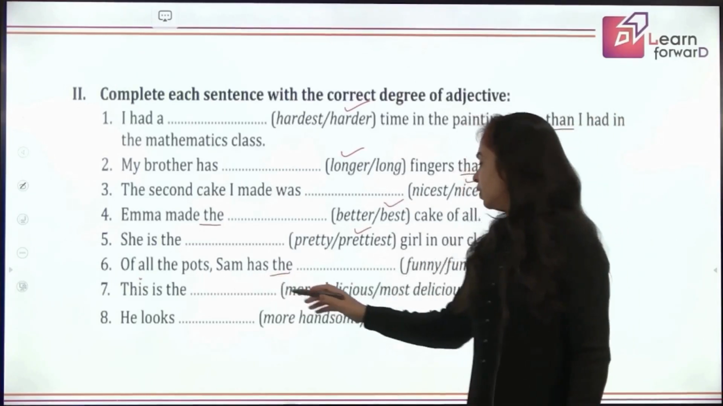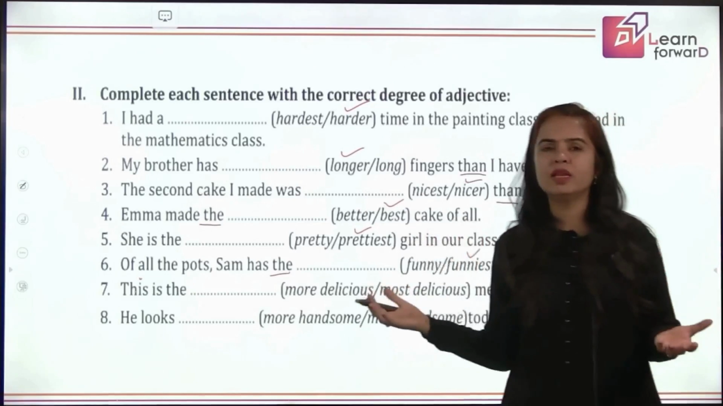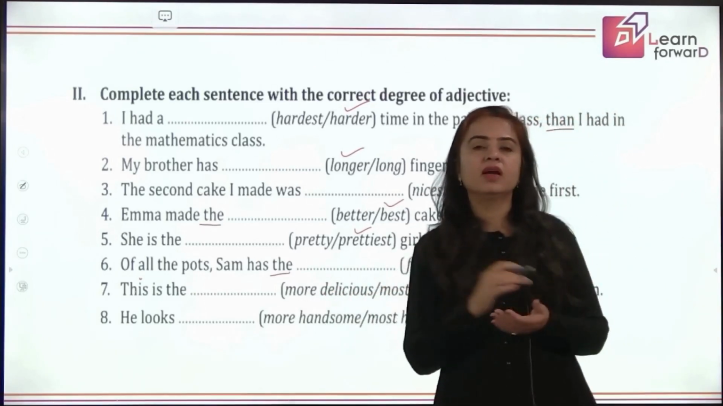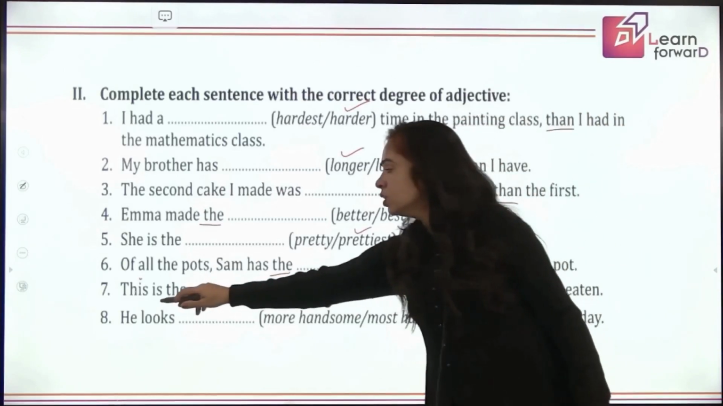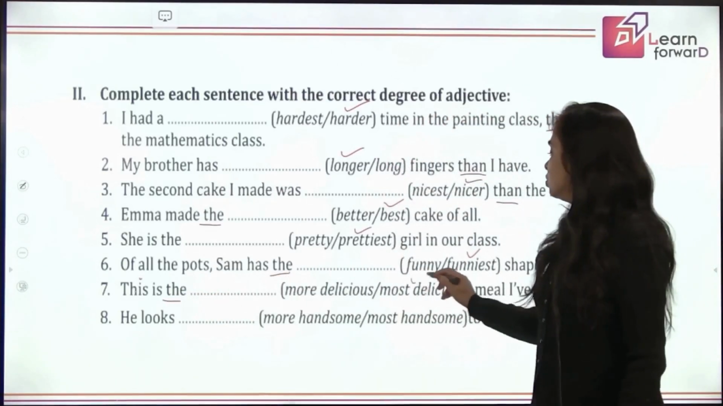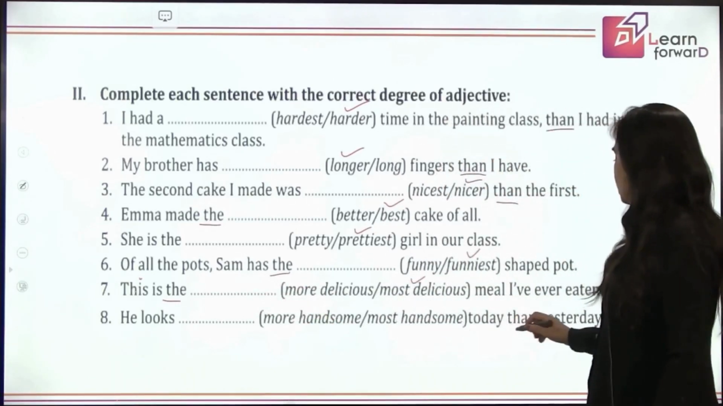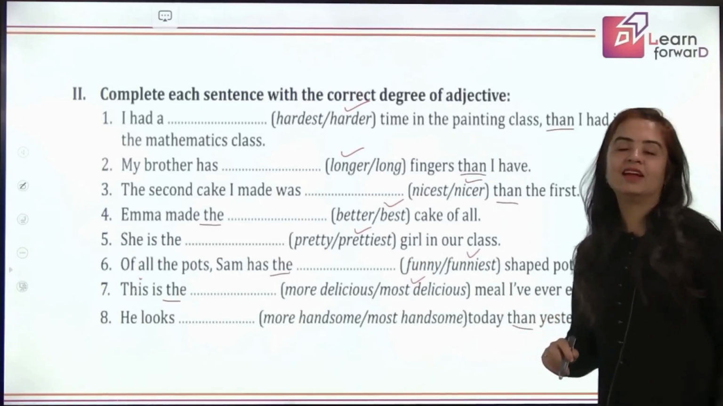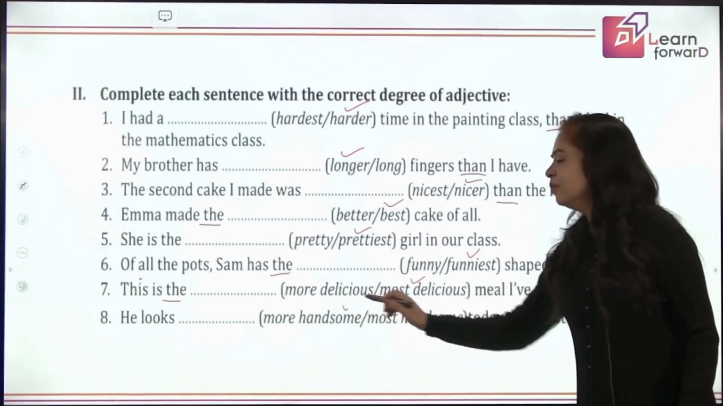This is the dash meal I have ever eaten. You have eaten so many meals and you are just making a comparison with all of them. So this, the tells you it is the superlative degree. So most delicious. He looks dash today than yesterday. Again it is comparative degree. So this is more handsome.